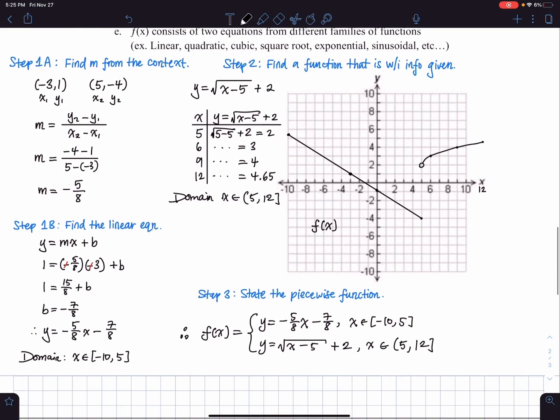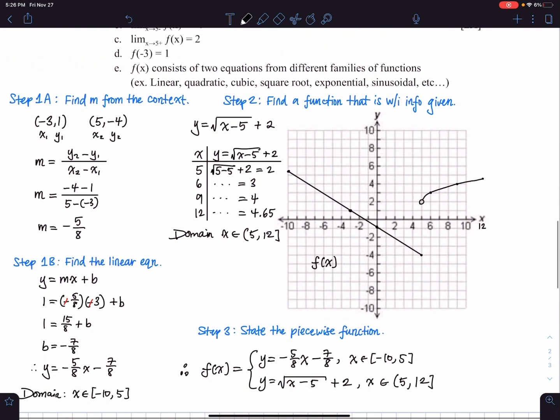So that's how you would answer question 3. The piecewise function, just state it like this with the open squiggly bracket. Don't close that bracket, and comma the domain restrictions.